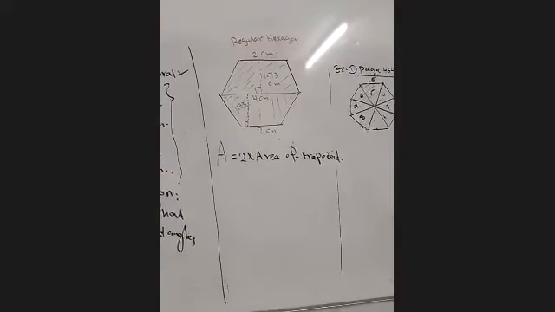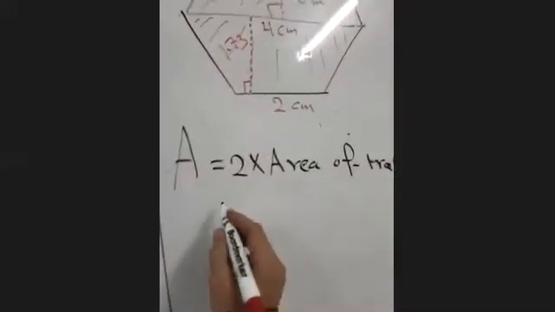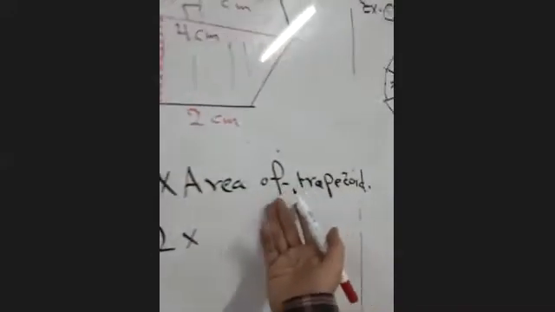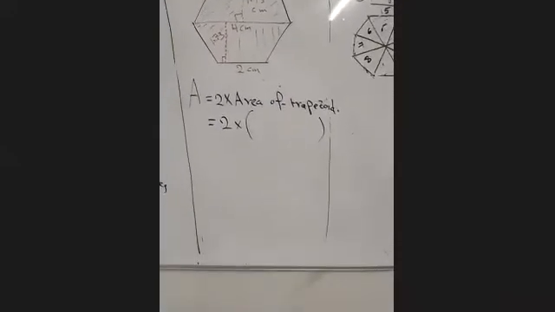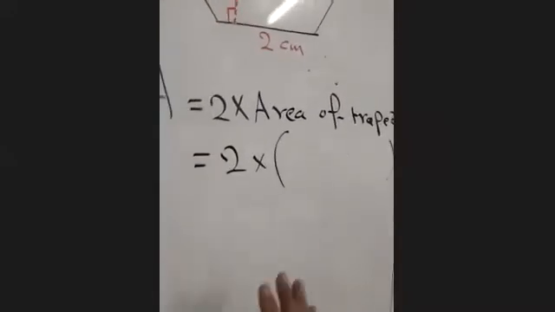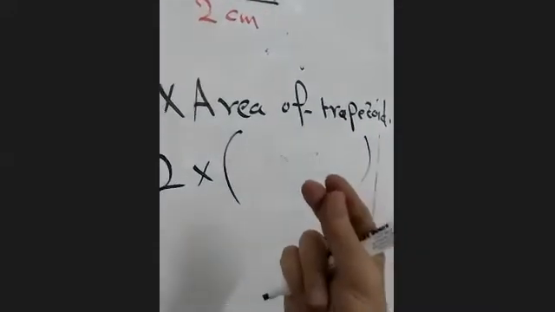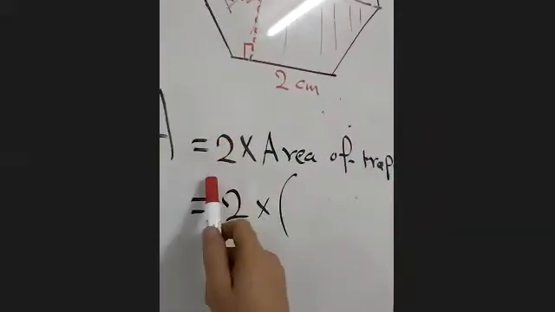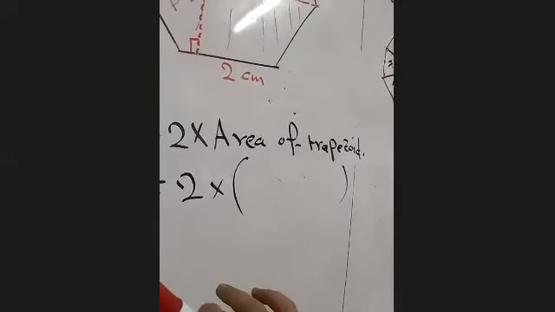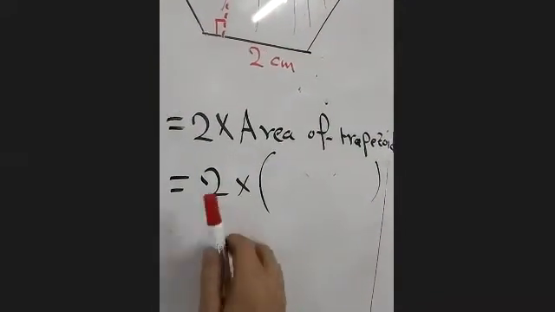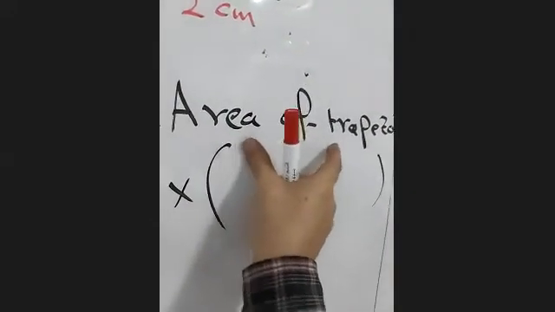Yes, but how can we solve it? Yes, A equals 2 multiplied by the area of a trapezoid. Do you know the formula of it? Yes. 2 multiplied by B1 plus B2. Wait, calm down. 2 multiplied by the area of a trapezoid, right? Yeah. Forget about the 2. Now, what is the area of a trapezoid? Do you know the area of a trapezoid?